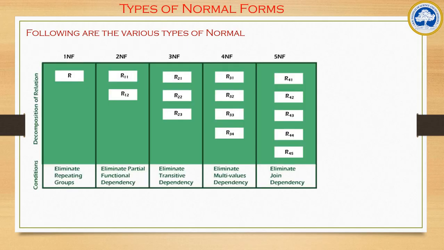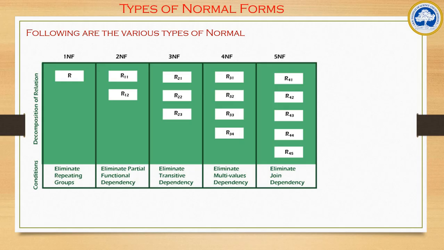Following are the various types of attributes and the conditions of each normalization. First, it eliminates the repeating groups, and second, it helps us eliminate partial functional dependencies. The third normal form eliminates transitive dependencies. Then the fourth one eliminates multi-valued dependencies, and the fifth one eliminates join dependency.